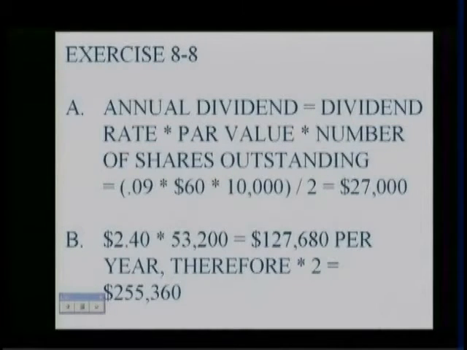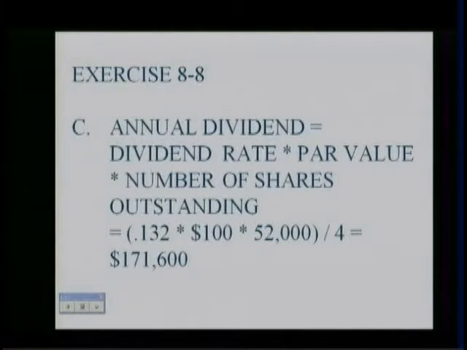But they didn't pay it last year. Now remember, this is cumulative preferred stock. So if we don't pay it one year, we have to pay it next year plus the one we would owe anyway. So we owe 2 years' worth of dividends. So we take 2 times the $127,680, and we end up with $255,360.